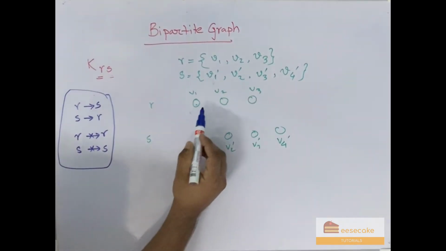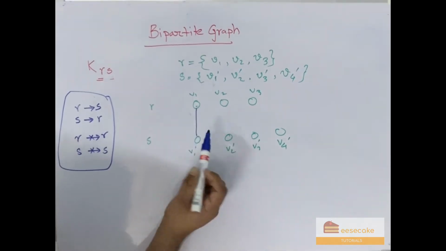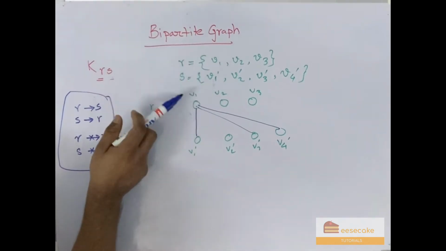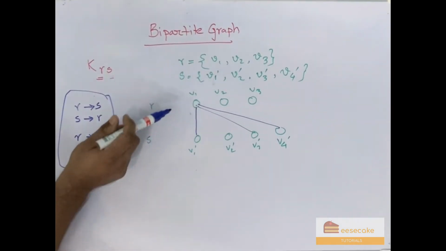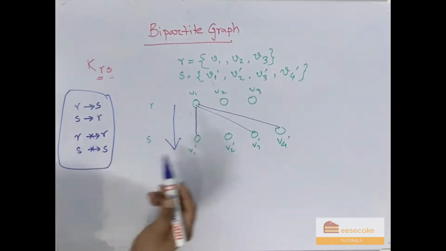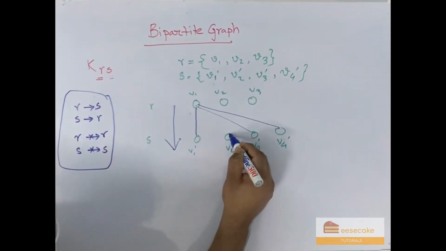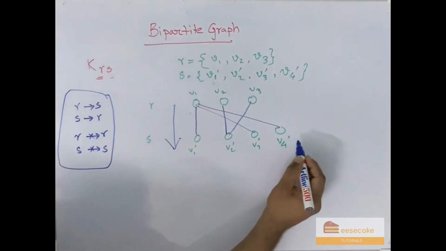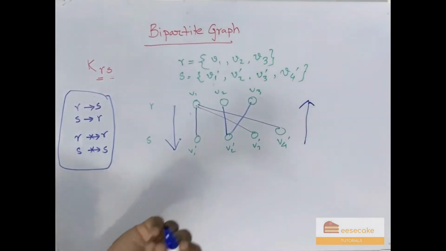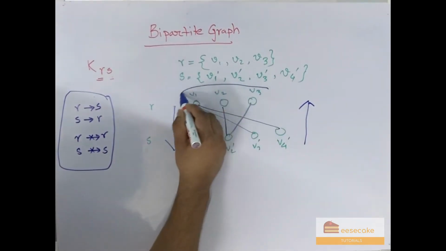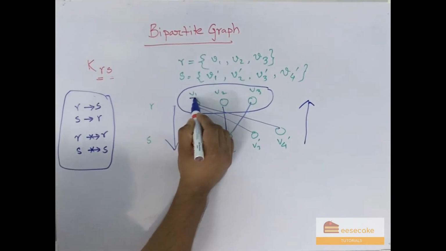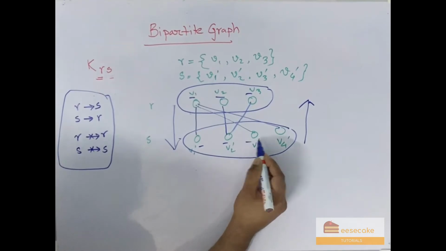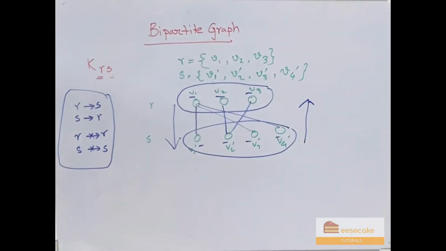So in this graph there can be edges from V1 to V1 dash or V1 to V3 dash or V1 to V4 dash. So from this section to this section there can be edges. Now there can be edges from V2 dash to V3 dash, so from the S set to the R set. But remember there can be no edges in between V1, V2, V3. There can be no edges in between V1 dash, V2 dash, V3 dash, V4 dash. So I hope this is clear.